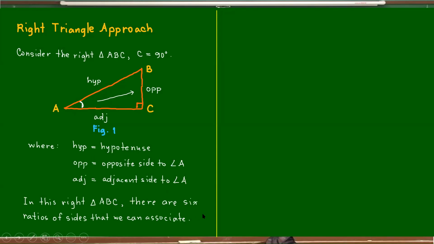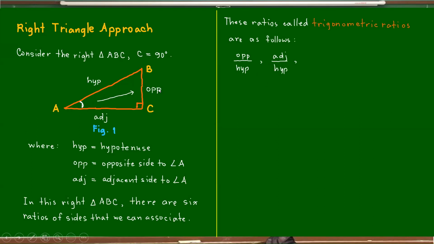In this right triangle, we can associate 6 ratios of the sides. These ratios are called trigonometric ratios, and they are as follows. First, we have opposite over hypotenuse. Second ratio, adjacent over hypotenuse. Third ratio, opposite over adjacent. And then the reciprocals of these 3 ratios respectively. So they are hypotenuse over opposite, hypotenuse over adjacent, and adjacent over opposite.